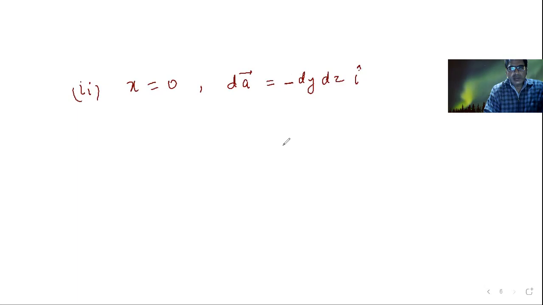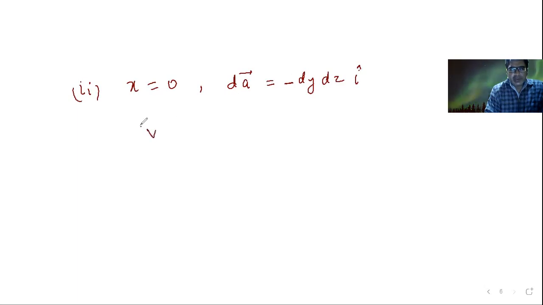Second phase means back phase. For phase second, x is 0 because of the location of the phase. X is 0. What about dA? dA is again dy dz i cap, but here we have minus. Why? Because phase second is pointing along negative x direction, because we are taking outward normal area vector.